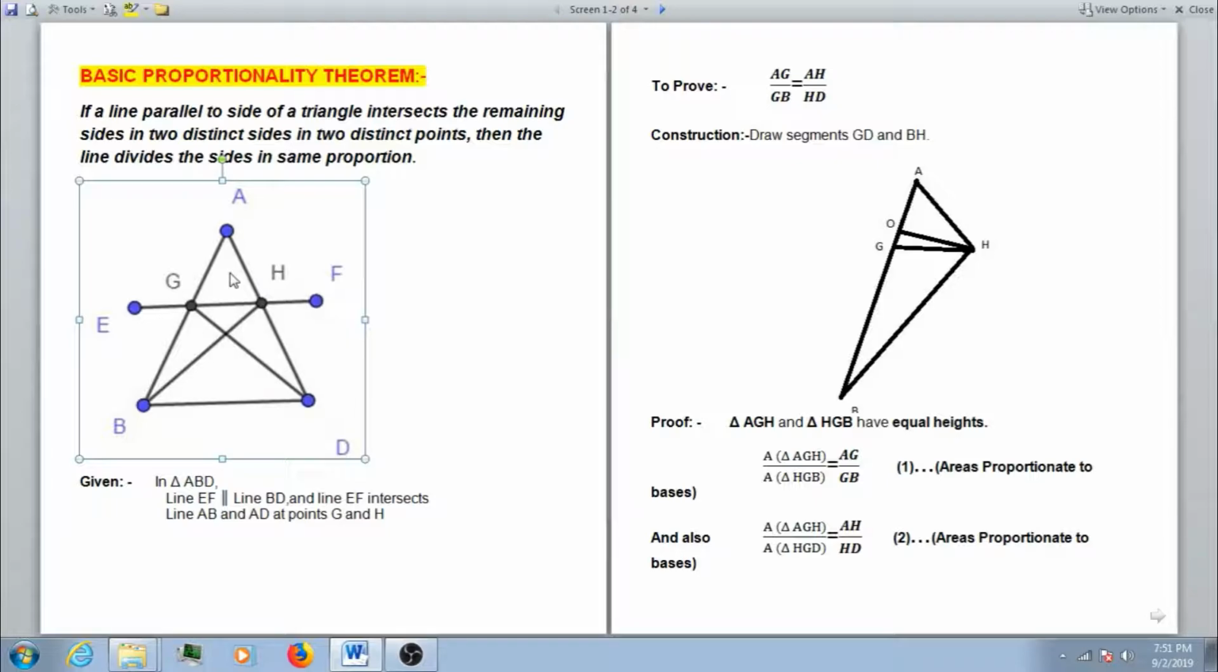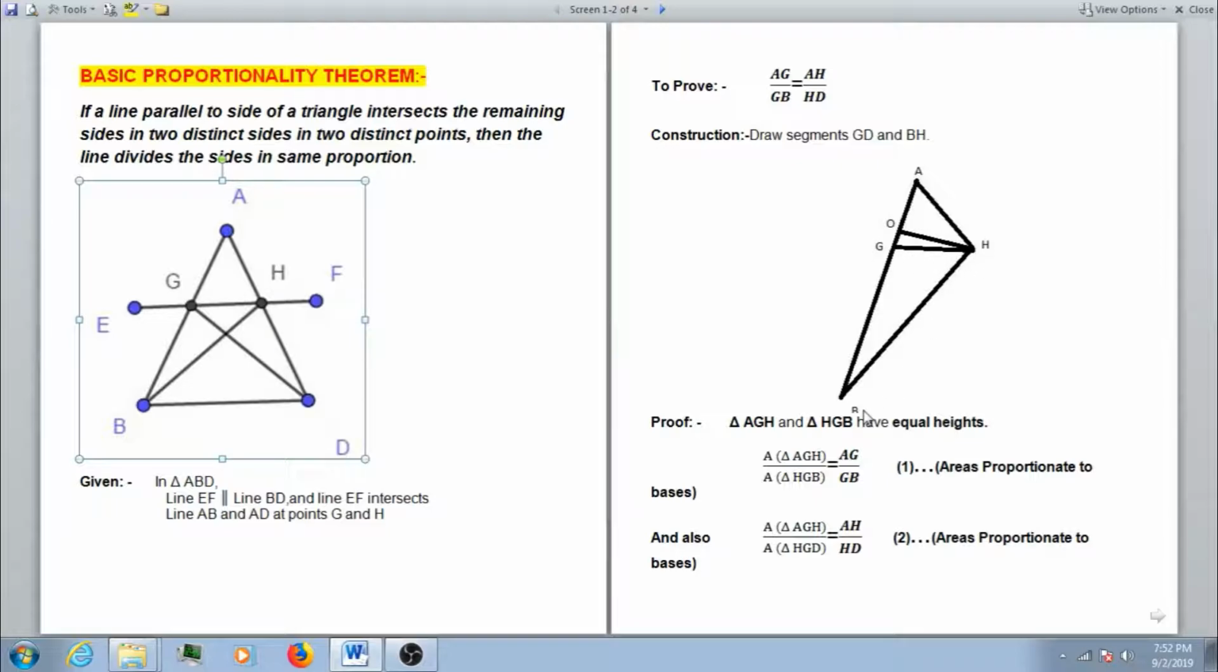Now in triangle AGH and triangle HGB, both triangles have equal heights. How are both triangles having equal heights? How can we prove that? If we consider AG and GB as the bases, then the height must be the perpendicular to the base. Now, for your convenience, I have drawn the two triangles separately. Here we have AGH, this one, and we have GHB, this one.